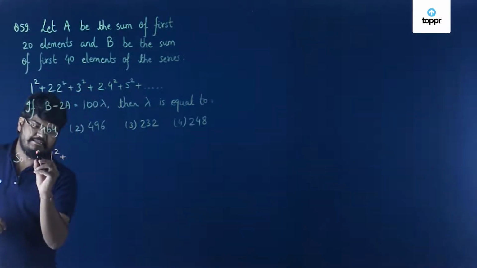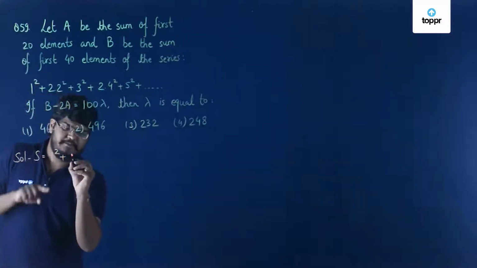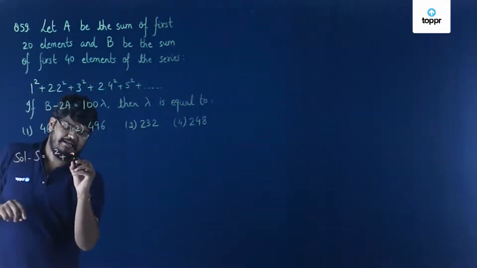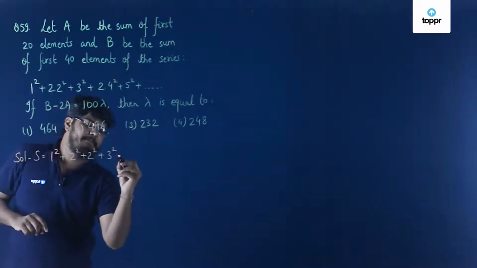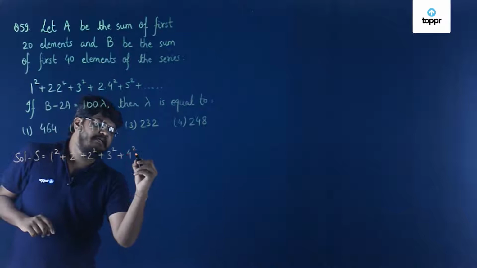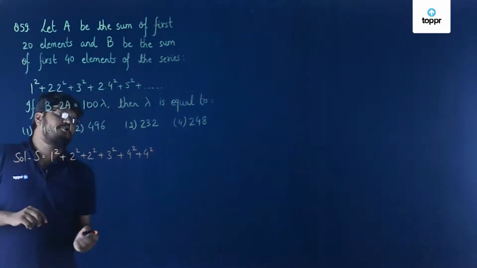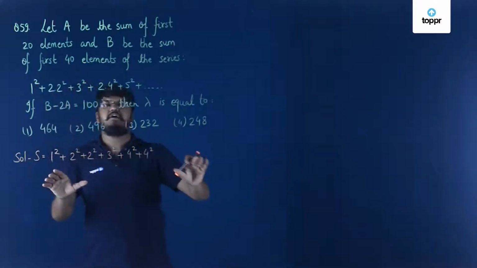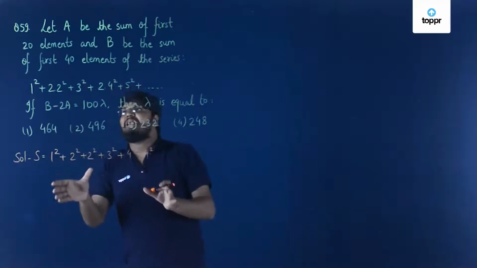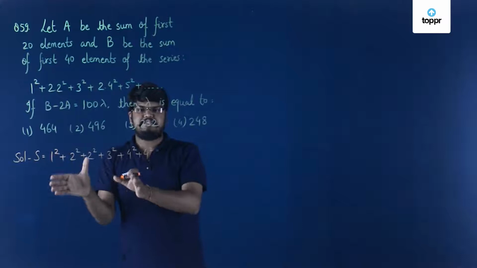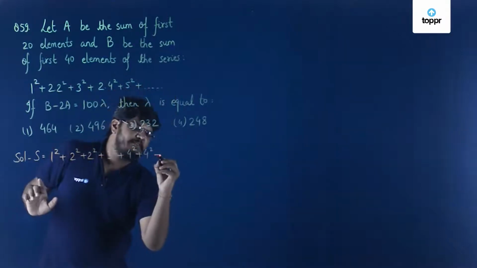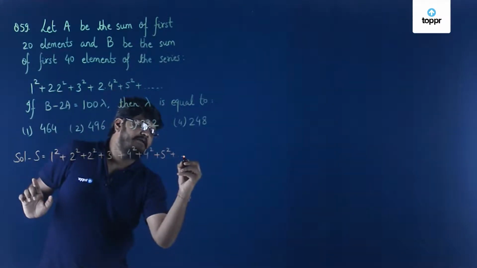Let's consider that this is S. S is equal to 1 square, and instead of writing 2 into 2 square, I'll write plus 2 square plus 2 square plus 3 square plus 4 square plus 4 square. Now make sure that you are not messing with the number of terms you have to take while solving. That is, first 20 elements will be considered by this series and not the modified series which I am writing here. So plus 5 square and so on.